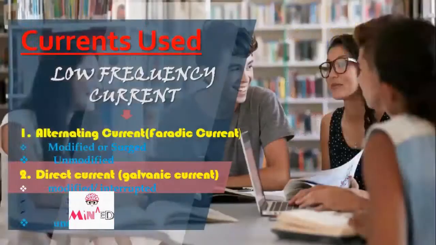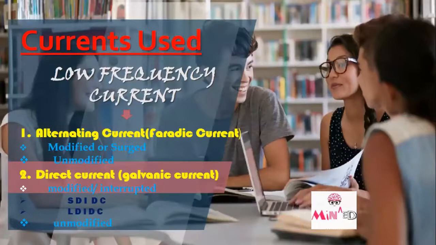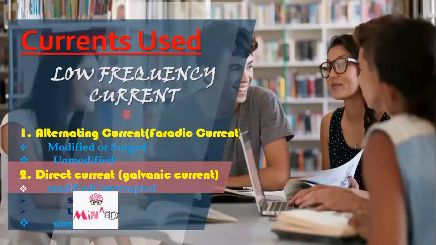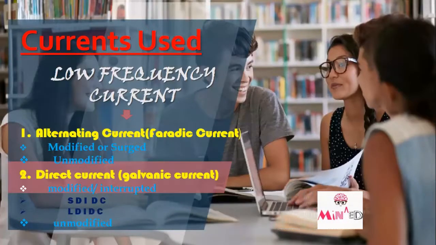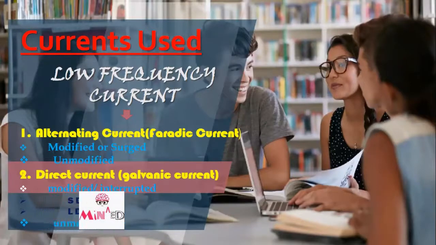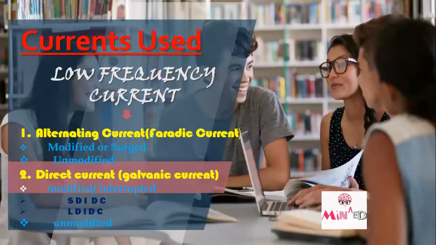Okay. Now, which types of currents do we use? We mainly use low frequency current for muscle stimulation. There are two types of low frequency current we use in muscle stimulation: alternating current, also known as Faraday current, and second, direct current, or galvanic current.